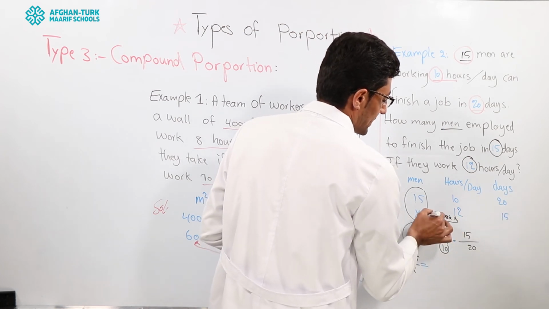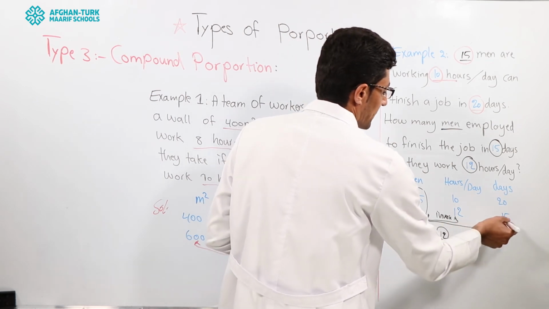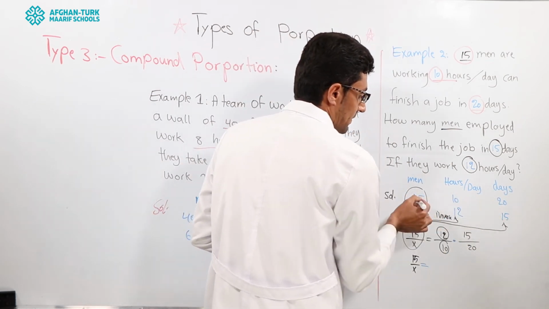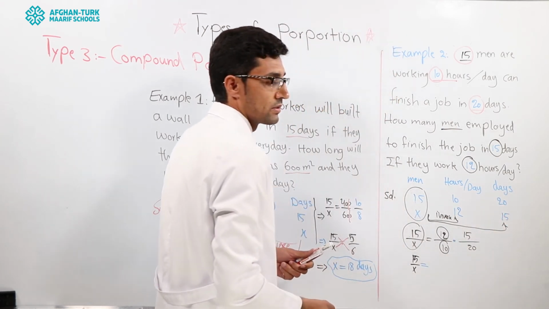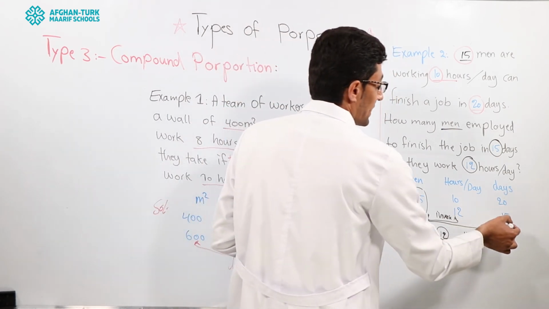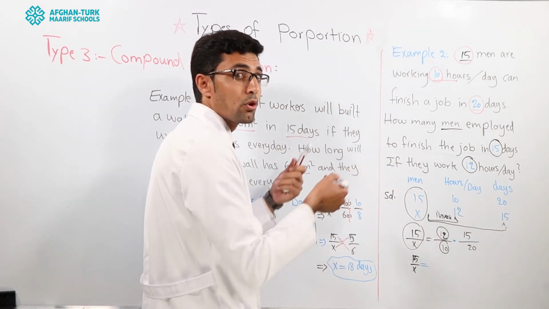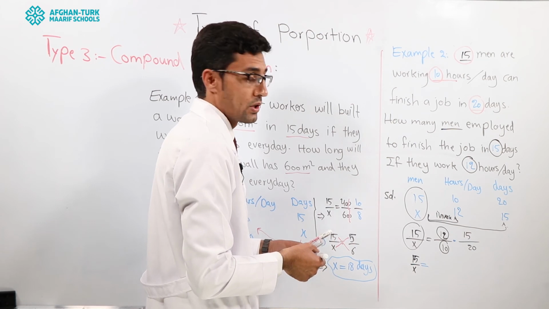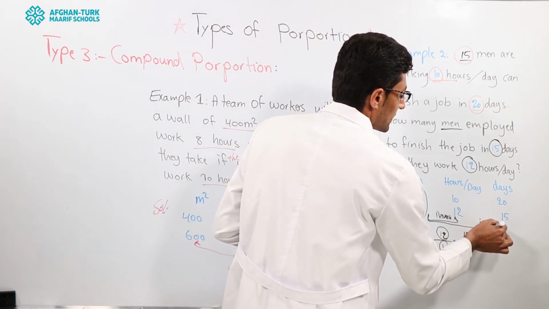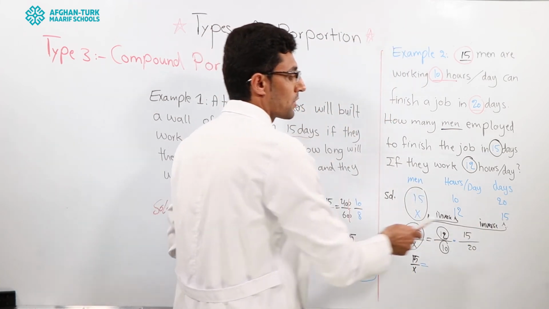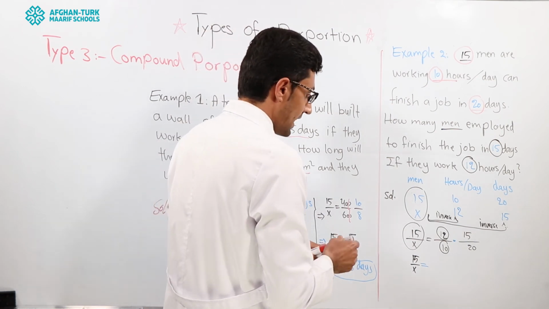Now multiply. I have to compare with the next. 20 and 15. If 15 men are working, that job will finish in 20 days. If the number of days increases, I have to employ more men. Okay? So it means that again this is inverse. So I have to write inverse 15 over 20. So I can simplify it.